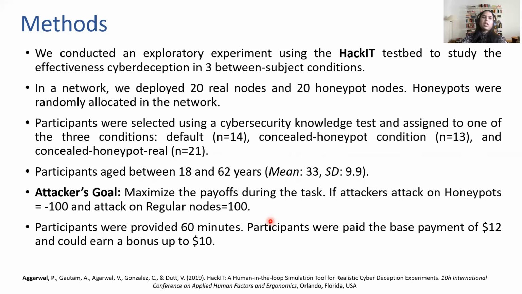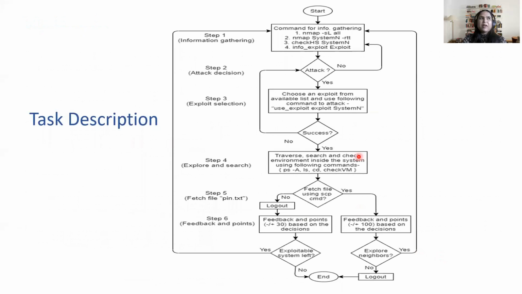And the goal for attackers in this task was to fetch pin.txt, which was located on each system. And if they fetch that file from a honeypot, they will lose minus 100 points. And if they fetch that from regular nodes, they will gain 100 points. And participants were provided 60 minutes. They were paid $12 base payment, and they could earn up to $10 of bonus.